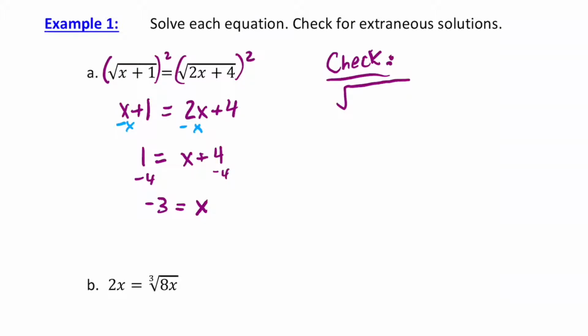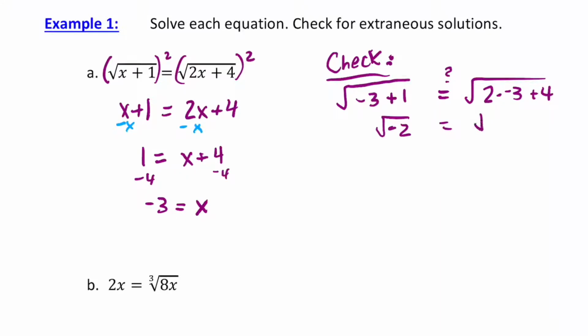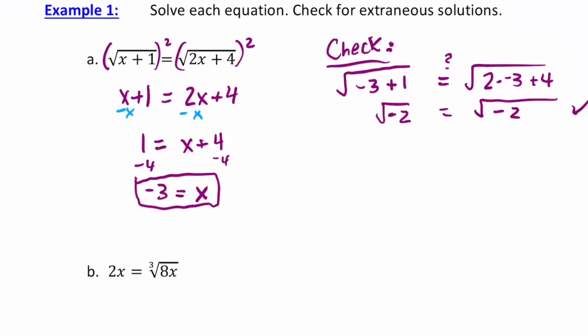If you plug that back in to check, you do need to plug it back into the very original that had radicals on both sides and make sure that you get both sides to be the same value. So if you do that, we're going to get the square root of -2 on both sides, which are the same thing, they're equal. So x equals -3 is a solution.